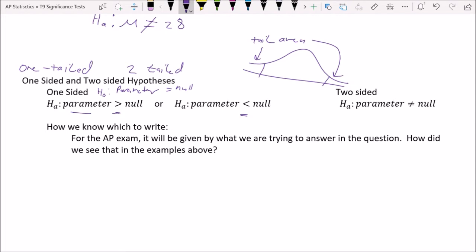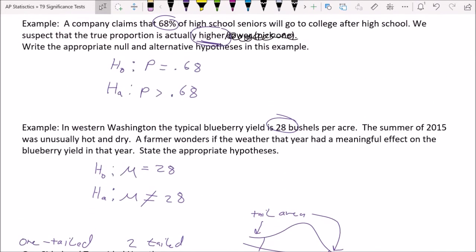And in a two-sided test, we're going to say that the alternative hypothesis is the parameter not being equal to the null. Now, we had an example of one of each of those just a minute ago. Let's look back. In the first example, that's considered to be a one-tailed test or a one-sided hypothesis. And the second one is a two-tailed test, a two-sided hypothesis, because it could be greater than or less than when we say that it's not equal to.